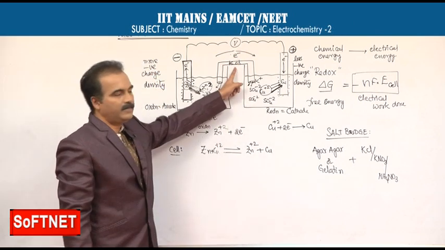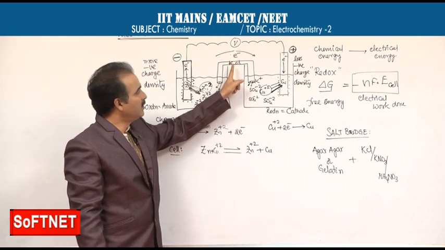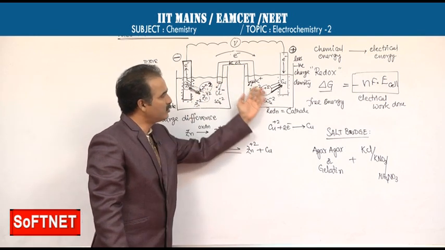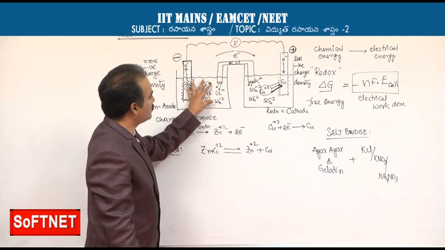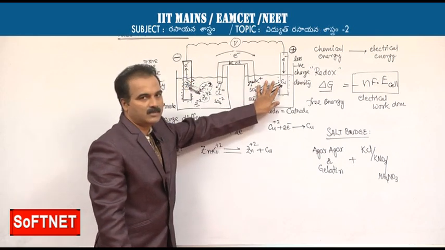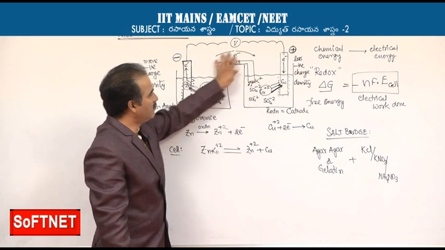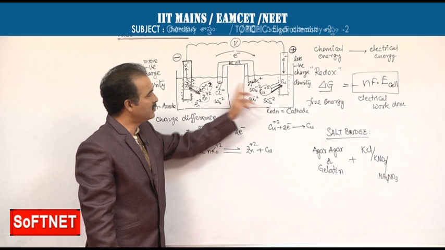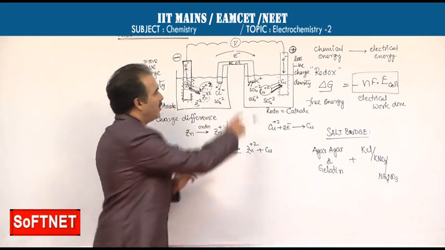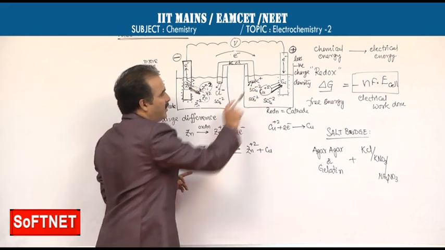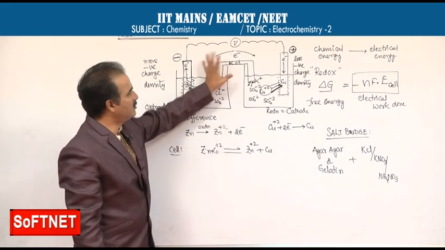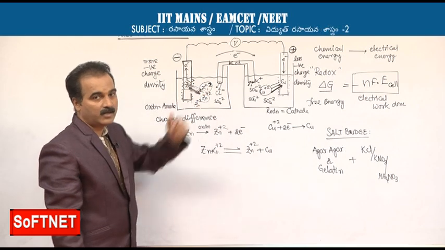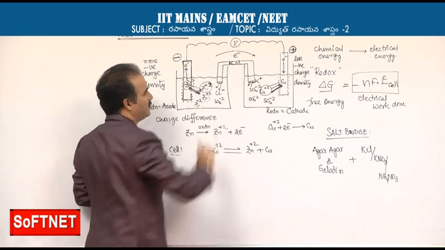That is the advantage of using KCl. KCl does not allow the electrolyte solutions to mix. This zinc sulphate solution cannot mix up with this copper sulphate solution, or this copper sulphate solution cannot mix up with the zinc sulphate solution. So, it does not allow solutions to mix, but will allow ions to migrate from place to place. So, this is the functioning of the salt bridge, which is necessary for an extended working of the electrochemical cell.